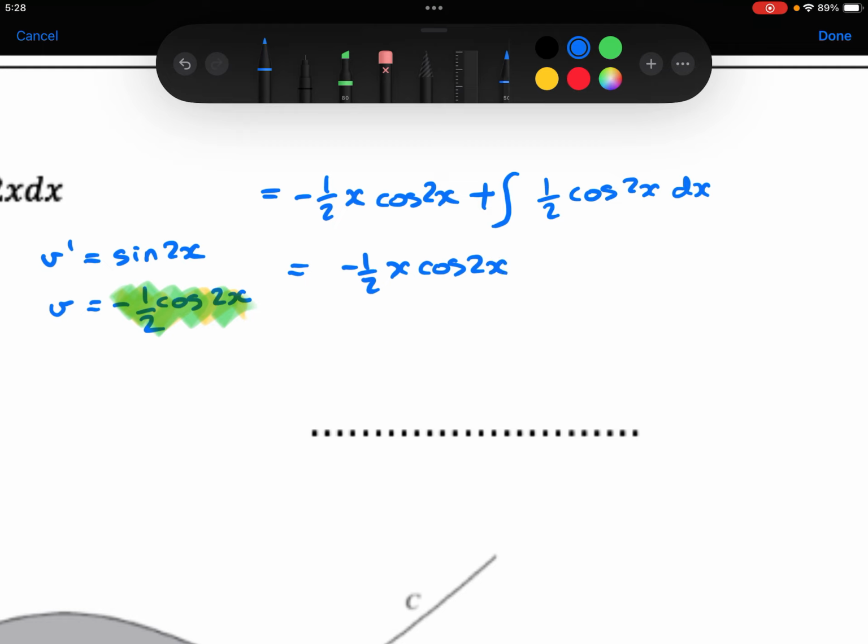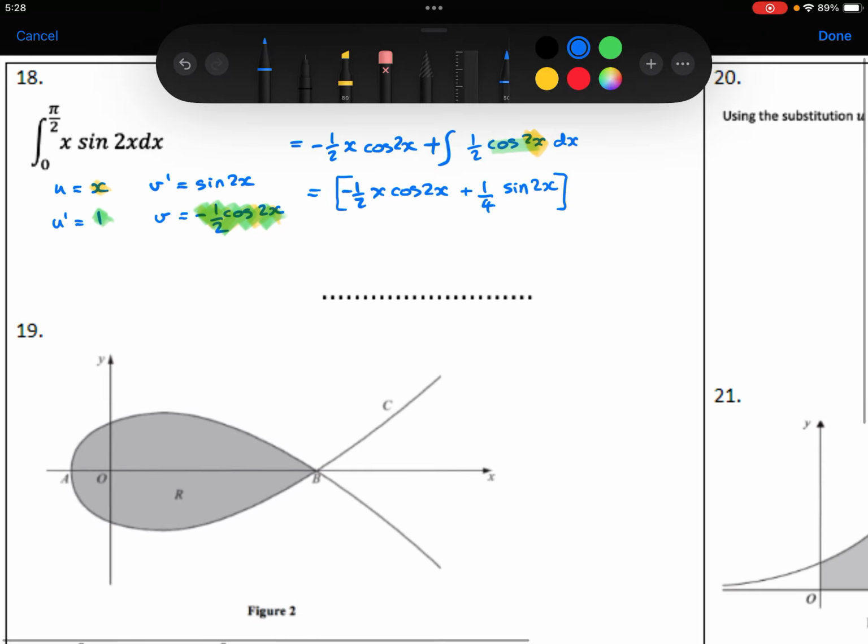Now to do this simpler integral, I know cos is going to integrate to be sine. But I'm going to divide by 2 because of the 2x on the inside there, so the reverse chain rule. So that half is going to become a quarter. My limits were 0 and pi over 2.